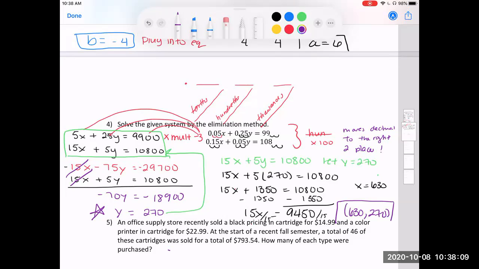Now, what made this question different was those decimals. But we know how to work with those decimals. All we do is go ahead and move that decimal point over.